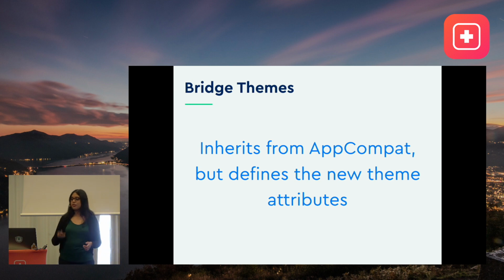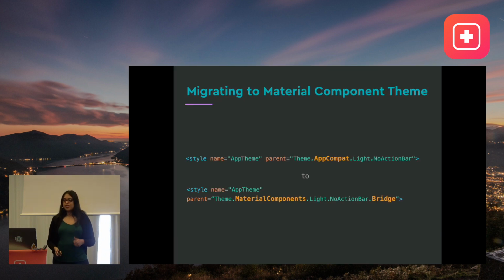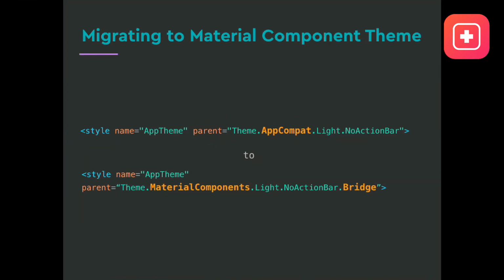So you lose nothing from migrating to a bridge theme, and you actually safeguard yourself from these crashes as well. In order to migrate to the bridge theme, you want to change app compat to material components, and you want to append bridge at the end, and voila, you now have the bridge material component theme. I know this is just one line change, but I promise this works. If it doesn't, let me know.